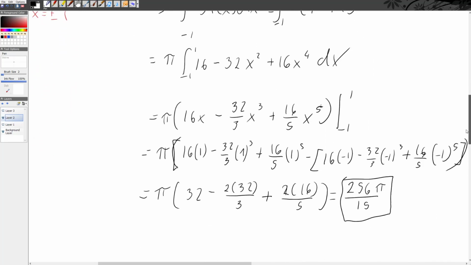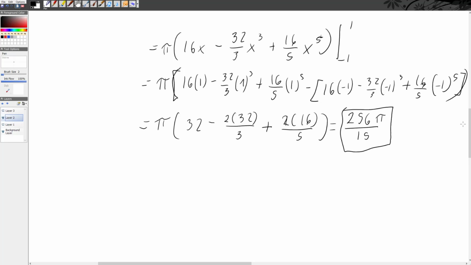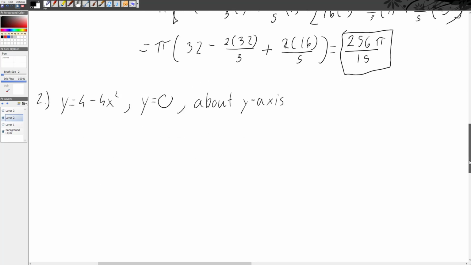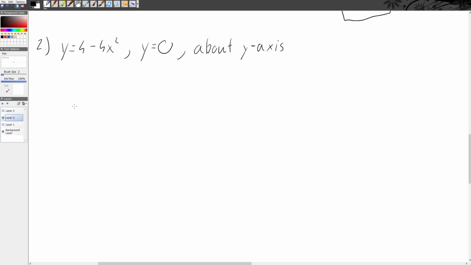Now, let's take this exact same problem and try to do the opposite. Let's integrate it about the y-axis and see what happens. 4 minus 4x squared, y is equal to 0, about the y-axis. And let's see what changed. Again, we'll draw.